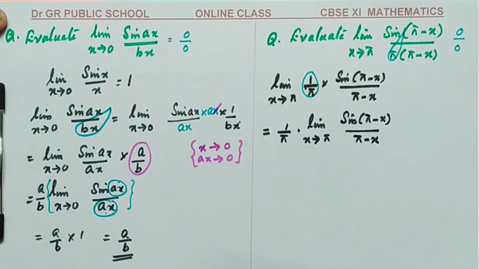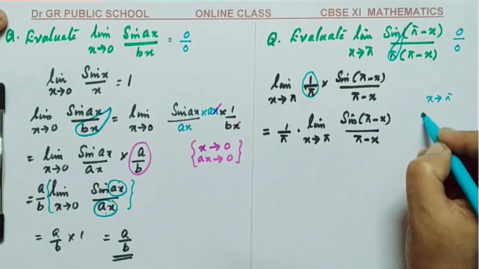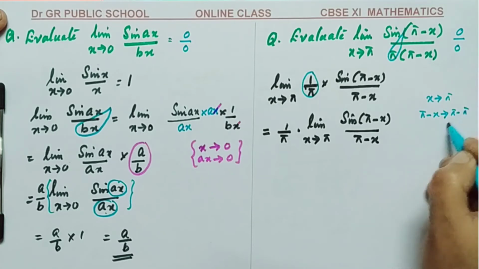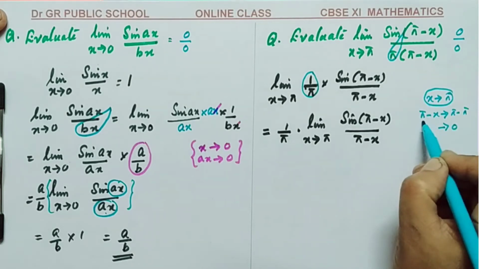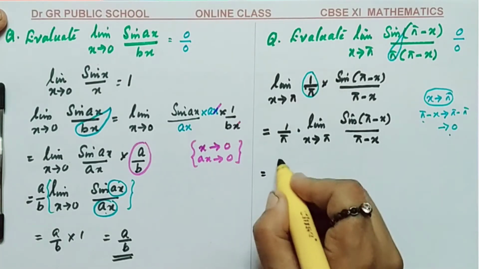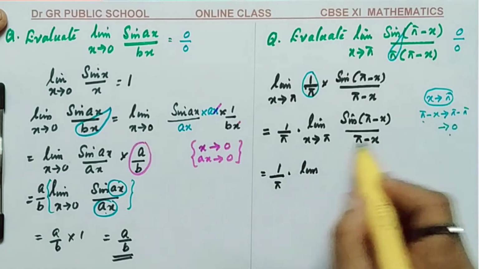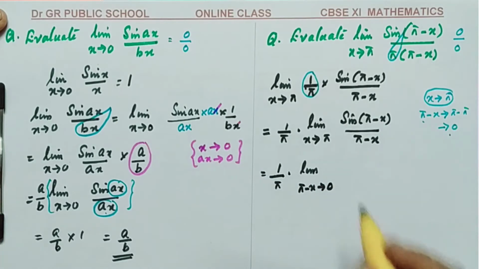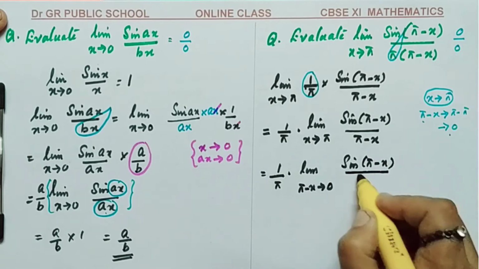Now, you know that when x tends to pi, what happens to pi minus x? Pi minus x tends to pi minus pi, which tends to 0. So, when x tends to pi, this pi minus x tends to 0. So, this limit we can arrange as 1 by pi into limit x tends to pi is equivalent to pi minus x tends to 0. Why? Because here sin(pi minus x), the same pi minus x in the denominator.